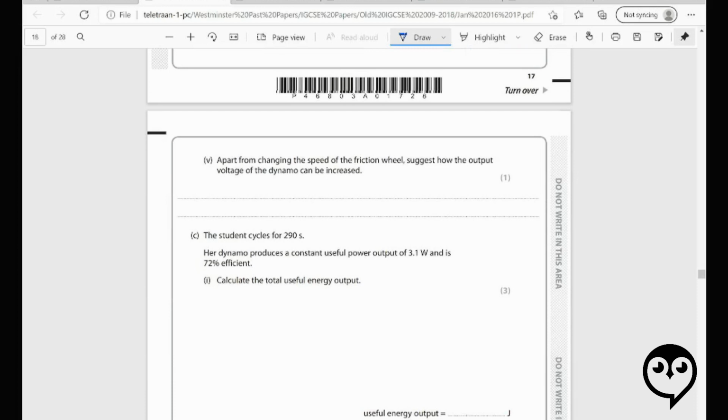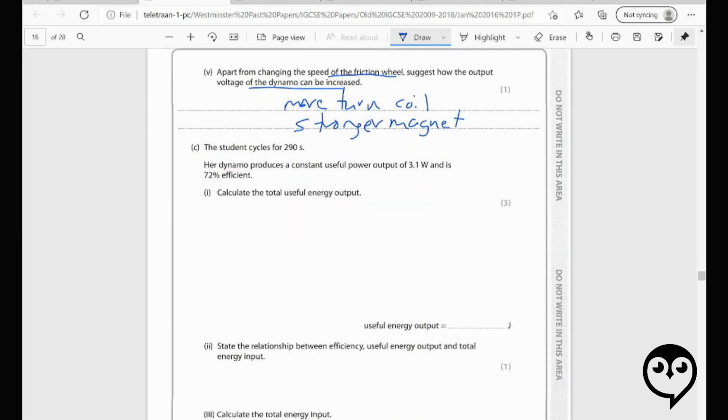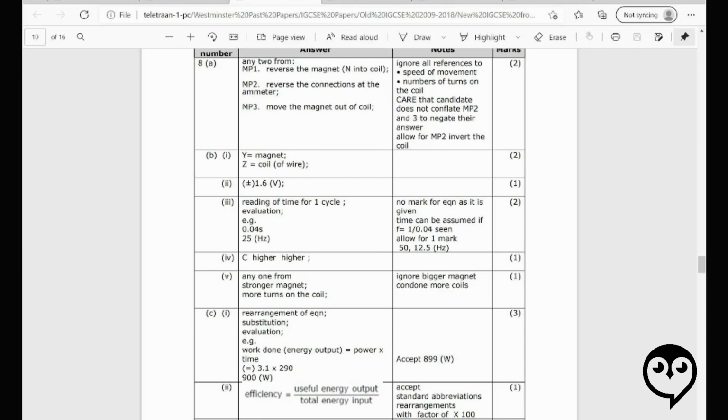Okay. Apart from changing the speed of the friction wheel, how could the output of the dynamo be increased? More turns on the coil, or a stronger magnet, not a larger magnet, but a stronger magnet. Make sure you got that. Okay, and the last question here is an efficiency question, so we'll just skip past that like we said we would. Okay, so how could we reverse the needle to make it go to the right?